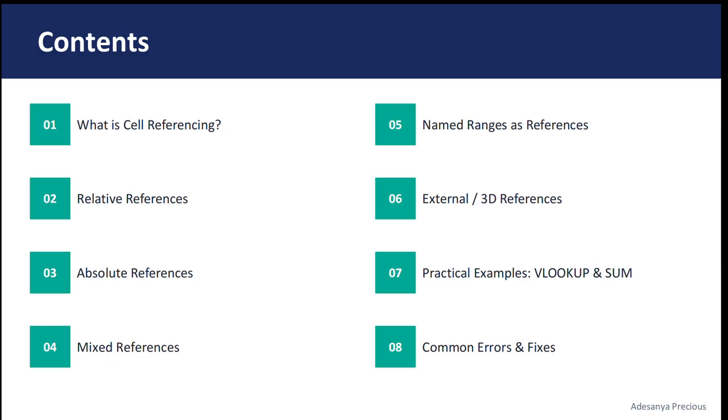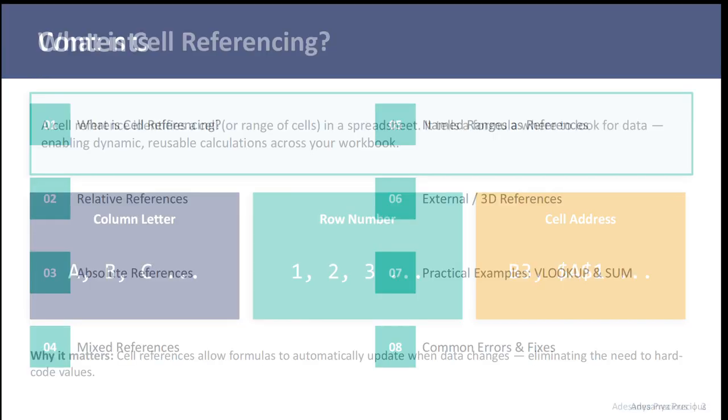So basically, the first thing, what is cell referencing? Number two, relative references. Three, absolute references. Four, mixed references. Five, named ranges as references. Number six, external slash 3D references. Seven, practical examples. That's the VLOOKUP and some. We also have the common errors and how to fix them.